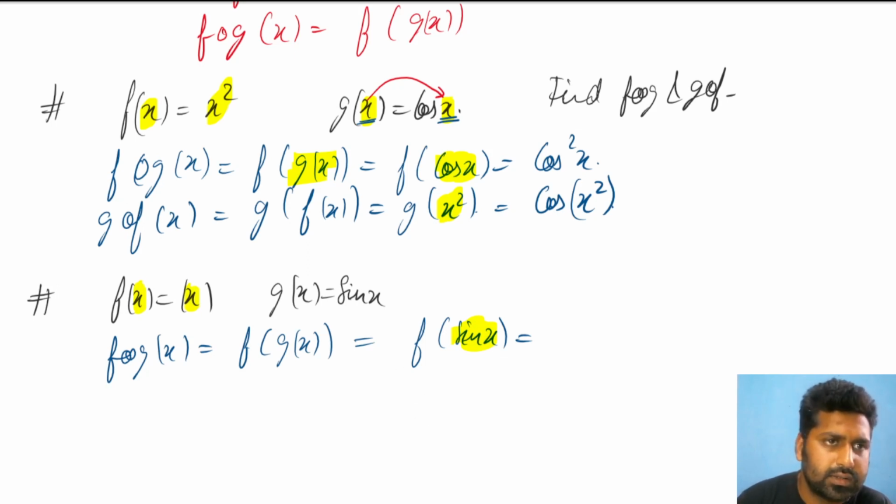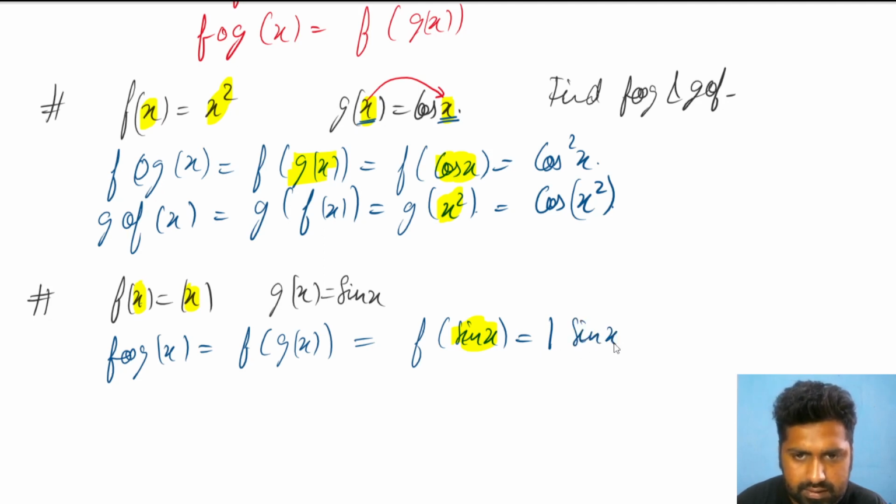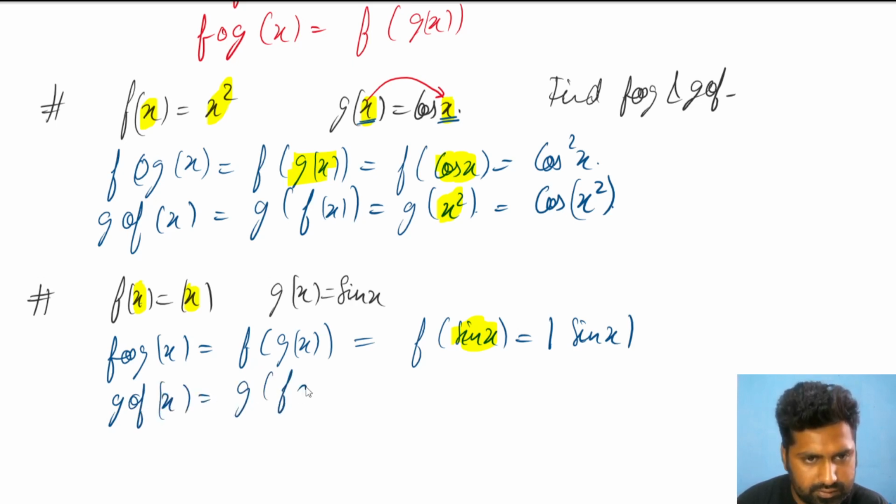So f of sin x will become: inside the mod, this x is present, replace this x with sin x, so the mod will be as it is and inside it will come sin x. So what we have done is replace x with mod x. Similarly, calculate gof. So g of f of x, that means solve the inside one, g of mod x.